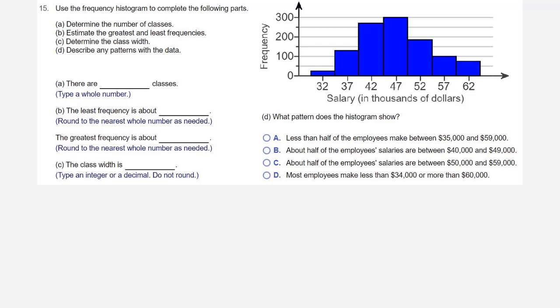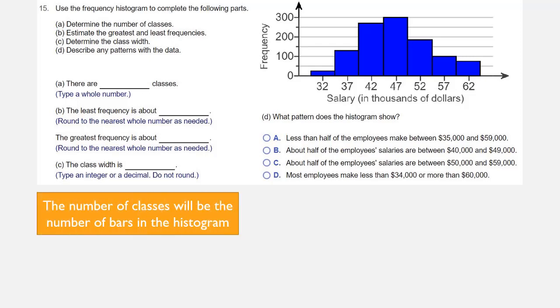B. Estimate the greatest and least frequencies. C. Determine the class width. And D. Describe any patterns within the data. So we'll start with part A. The number of classes will be the number of bars in the histogram. So we count 1, 2, 3, 4, 5, 6, 7 bars, so there are 7 classes.